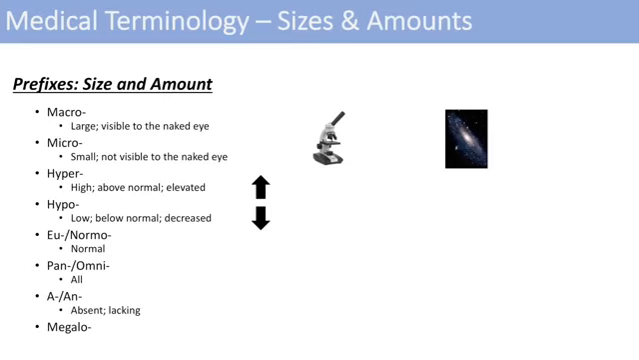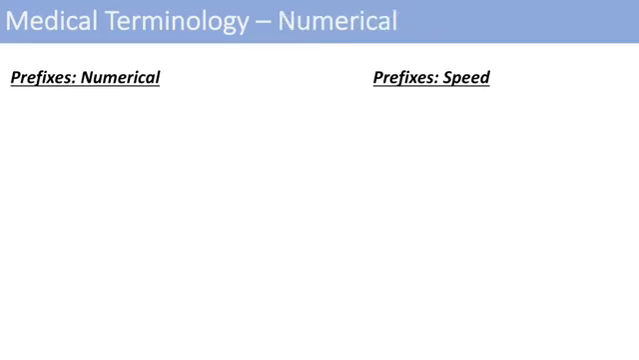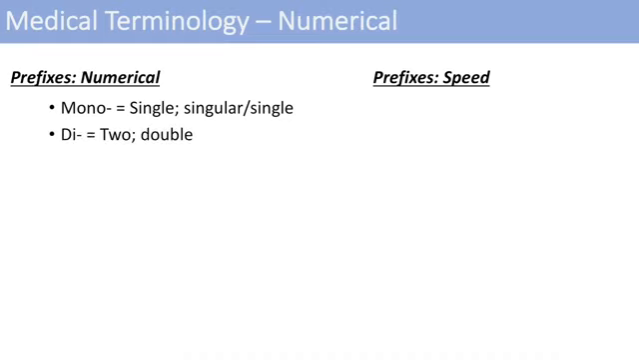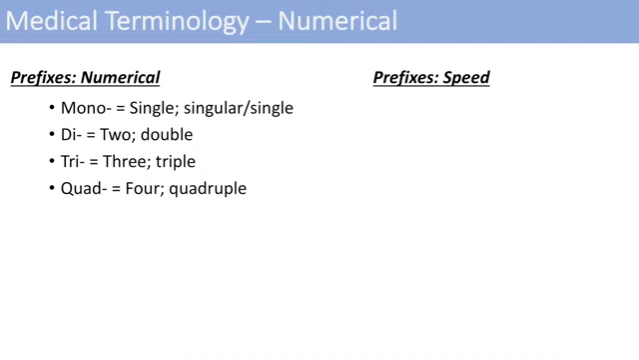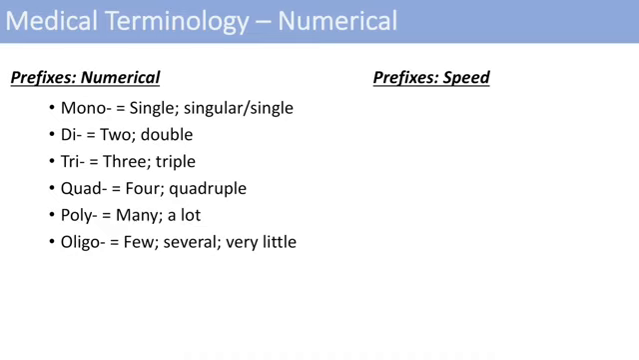The prefix megalo also means large or larger than average. To get into some numerical prefixes, this one's pretty easy. Mono just means single or singular. Di means two or double. Tri, three or triple. Quad for four or quadruple. Poly is many or a lot. And oligo is a blanket term that means there are just a few, several, or very little.